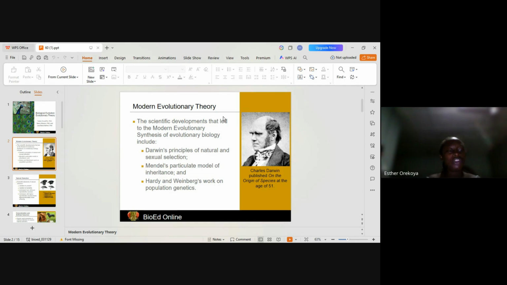The theory of evolution is based on two theories. One, the theory of use and disuse of organs, which was proposed by a scientist called Jean-Baptiste de Lamarck. And we also have the theory of natural selection, which was proposed by Charles Darwin.